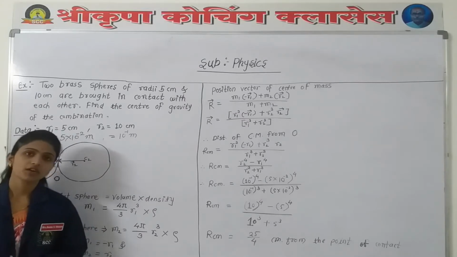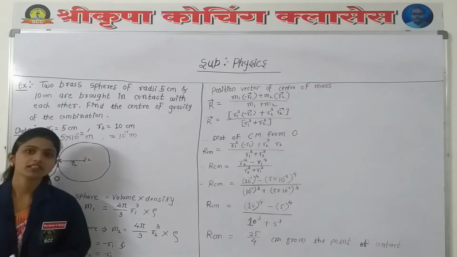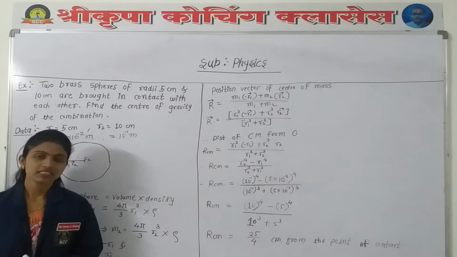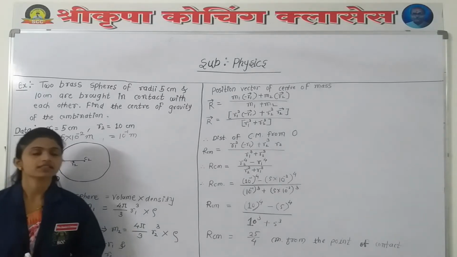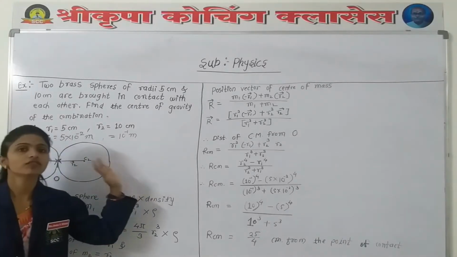In the previous lecture we have seen about the center of mass. What is meant by center of mass? The whole mass of the body is supposed to be concentrated at one point. That point is nothing but the center of mass. Today we see the example depending on the center of gravity.